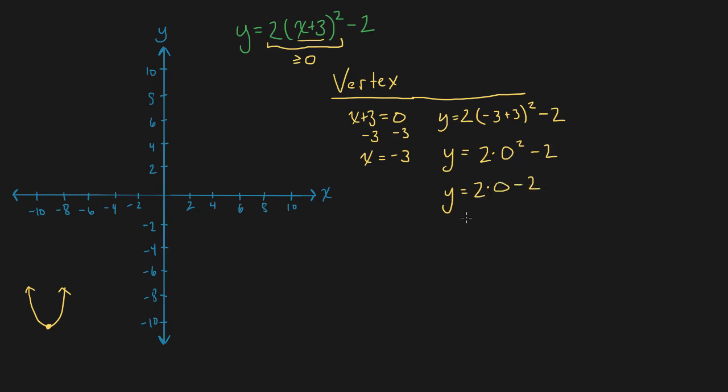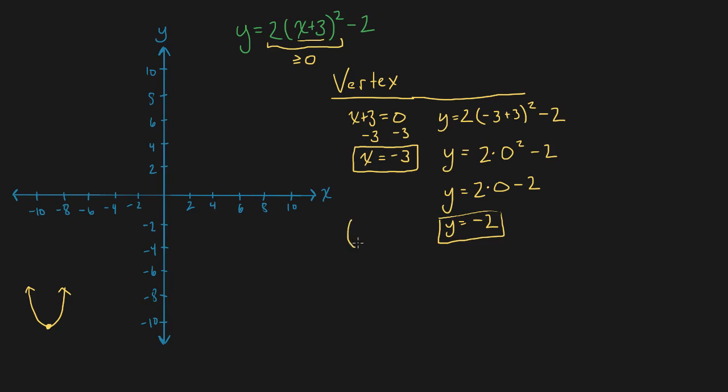This part's going to go to 0, so we're just going to have y is equal to negative 2. 2 times 0 is 0, subtract 2. We're just left with negative 2. So the y value of our vertex right here is negative 2. And we already know the x value for our vertex. We found it up here. This is the point on the x-axis where we reach our lowest point on the graph. So we have the coordinates for our vertex.